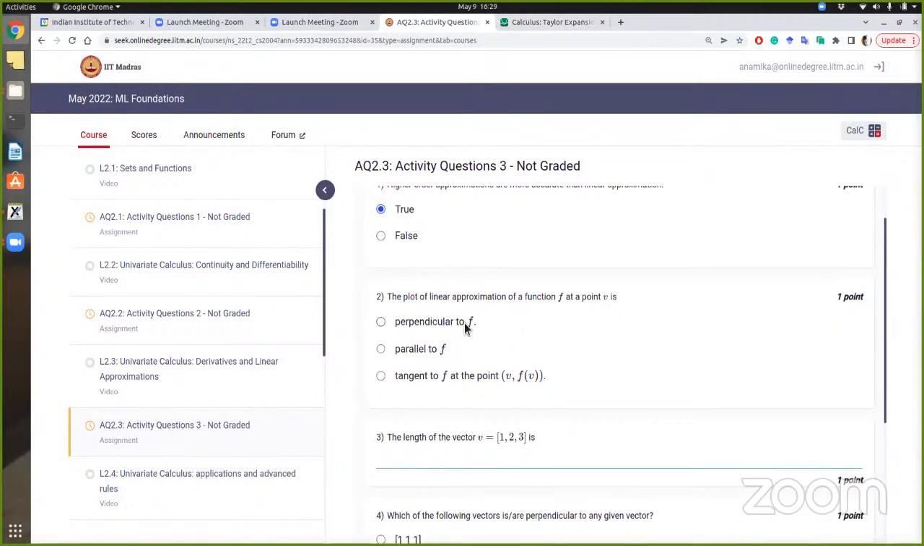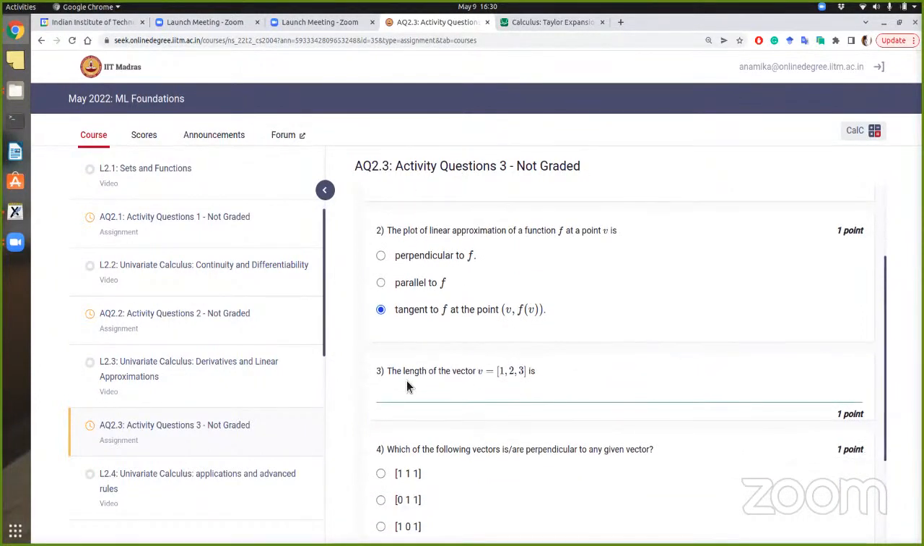Next, the plot of linear approximation of a function f at a point v is, can you tell me? Tangent to f. Yeah, it's more or less a straight line passing through that point, which is of course tangent to the given function. So tangent to f at the point v comma f of v. I hope this is clear. So this is the x value, this is the y value, that's all. And the point is x comma y.